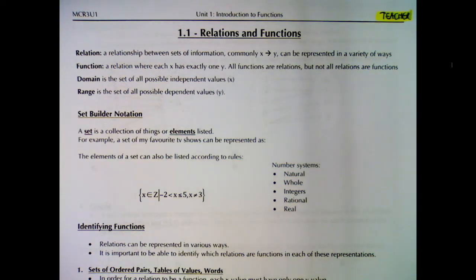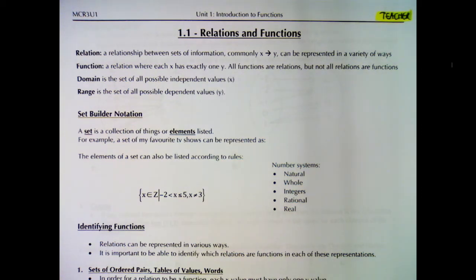Well, a relation just describes a relationship between a set of information. So commonly, it's an X related to a Y, and we can represent this in a bunch of ways, some of which you've already seen. A function is a specific type of relation where each X has exactly one Y. So in the relationship, if you're given an X, there is only one Y, or only one answer. All functions are relations, but not all relations are functions.